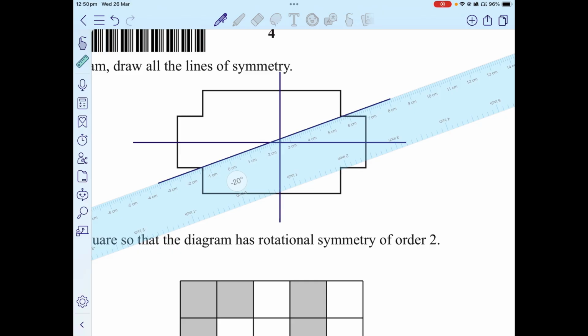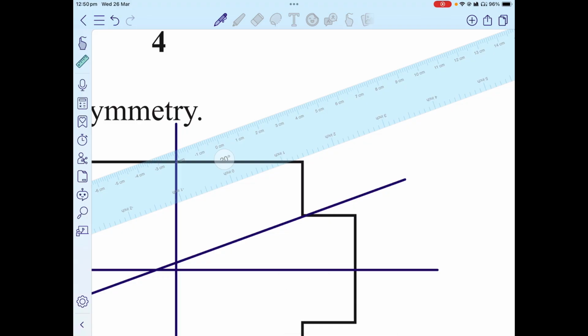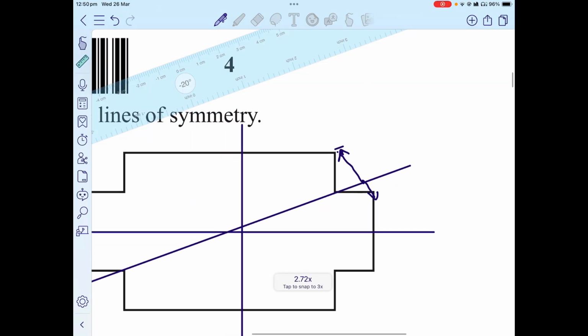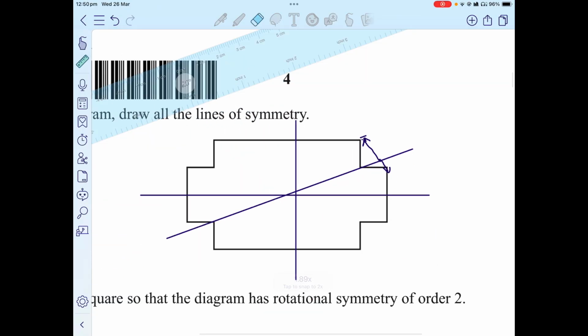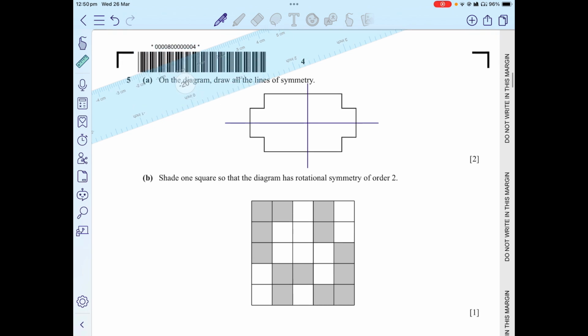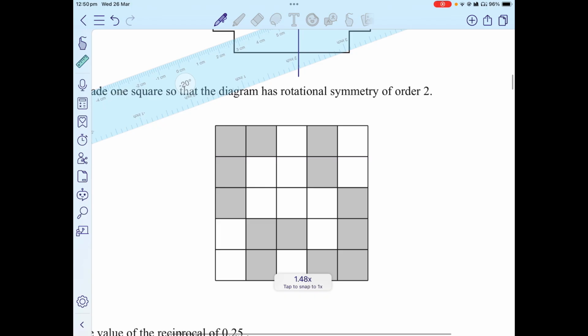For example, this is a diagonal line, but then you see on the other side, if you take this point, on one side you have this point over here, but the other point does not have the same, so it's not symmetrical. The shape is not symmetrical diagonally, and this would apply to any diagonal symmetry that you can think of. So that's why this shape will only have two lines of symmetry, and you're only required to draw two lines of symmetry. After that, it says shade one square so that the diagram has a rotational symmetry of order 2.